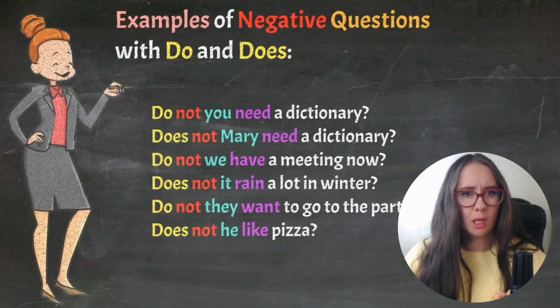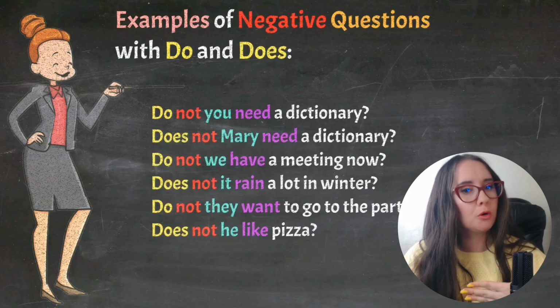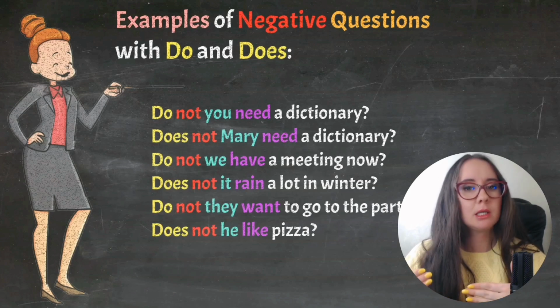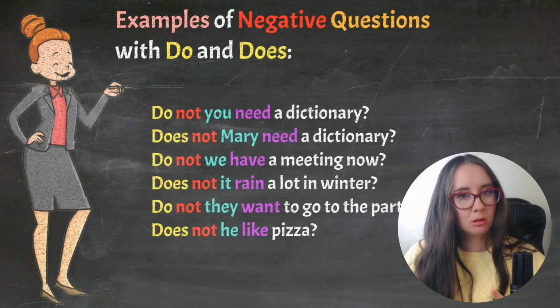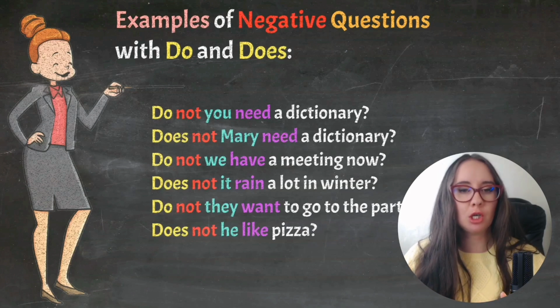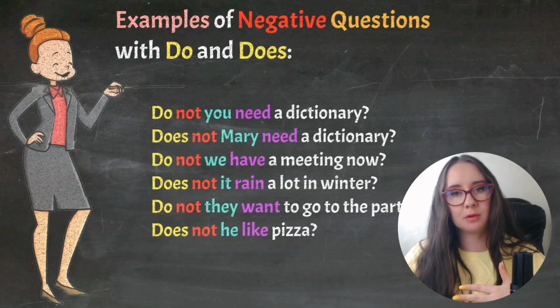So, as you can see, negative questions. First, you start your question with the auxiliary verb do or does. After that, the negative word not. After not, the subject: you, she, he, we, I, and so on. And after that, the next part of the sentence.